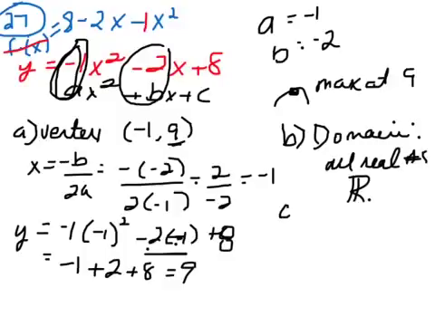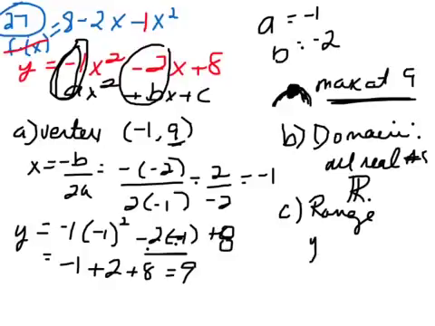Now, the range though, what's going to help me find that? Well, look at this little sketch I made up here. This y value of my vertex, it's going to be a maximum, isn't it? That means it's the highest value, the highest y value on the graph. That means that all my y values have to be less than or equal to 9. So that's my range. Y's are less than or equal to 9.